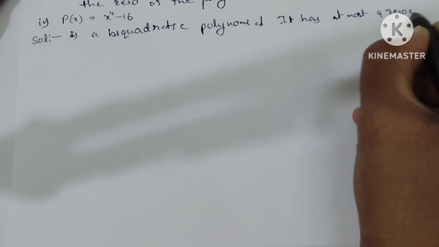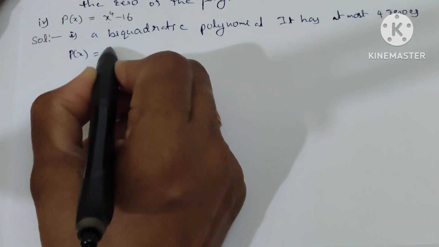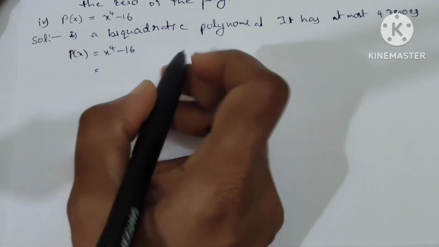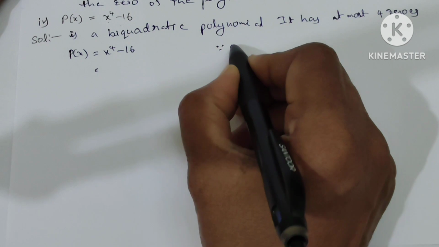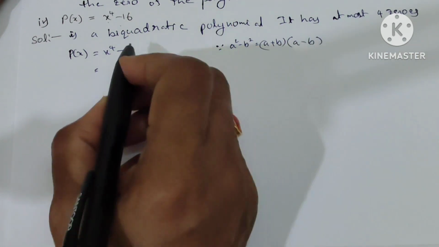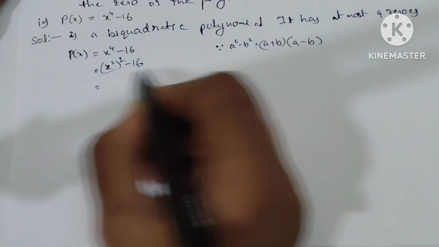So at most 4 zeros. First, the given polynomial is p of x equal to x to the power of 4 minus 16. Here we write it in the form a square minus b square, which equals (a plus b) into (a minus b). So here we write (x square) whole square minus 16. So this form is there.